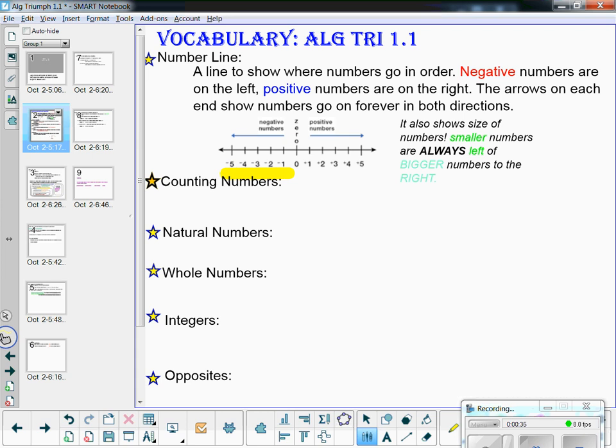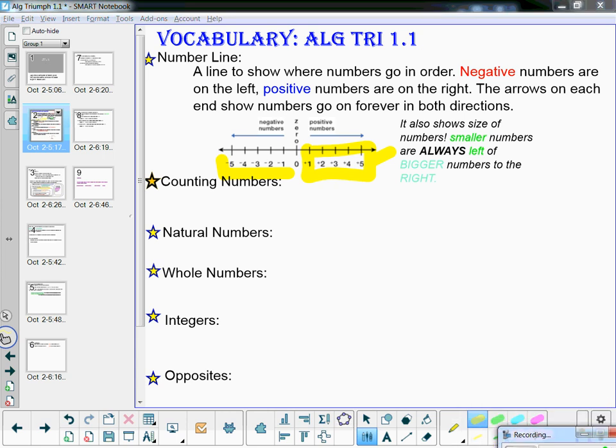The arrows on each end show numbers go on forever in both directions. Negative numbers on the left, positive numbers on the right. It's important to note that a number line also shows the size of numbers. Smaller numbers are always left of bigger numbers. The negative numbers are left of the positive numbers, which are on the right. So all negative numbers are smaller than positive numbers. 0 is less than the positive numbers. 0 is smaller than all positive numbers.